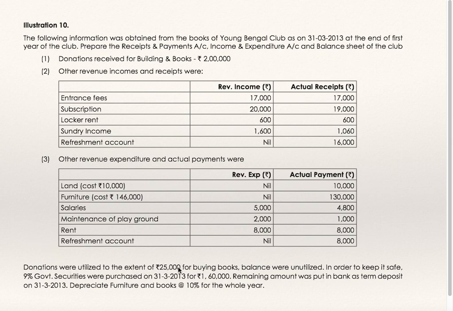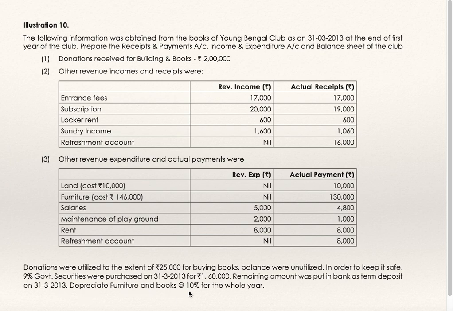Donations were utilized to the extent of 25,000 for buying books. The balance was utilized in order to keep it safe. 9% government securities were purchased on 31st March 13 for 1,60,000. On the last day of the year they purchased these securities, so no outstanding interest will come. Out of the 2 lakhs donation, 25,000 went to books. The remaining amount was put in the bank as term deposit on 31st March 13.